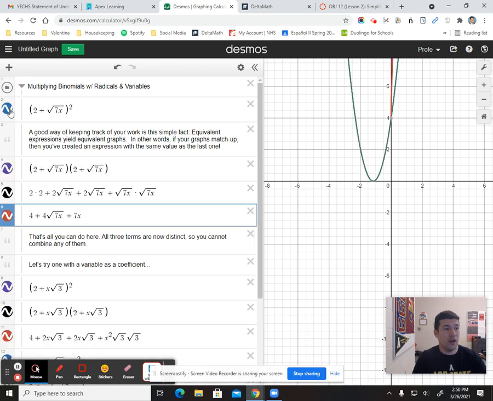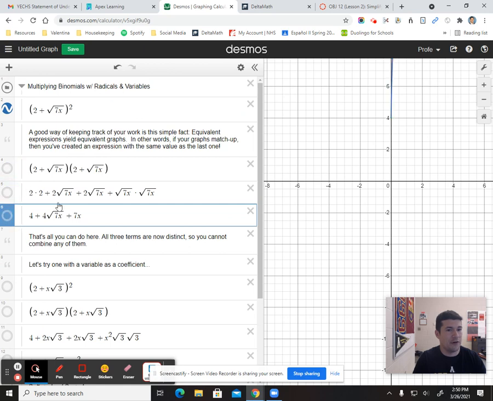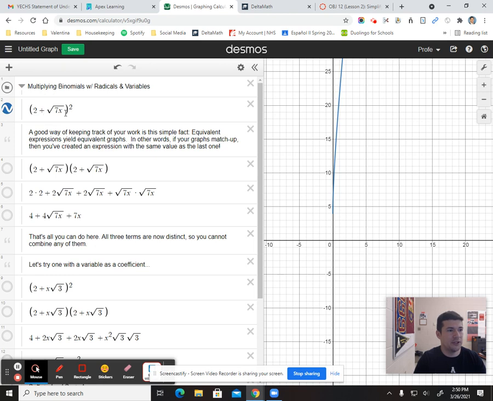Here's a useful bit of advice. If you'd like, you can turn on your graph right here and take a look at the graph. Okay, so here's the graph of 2 plus root 7x, squared. And as you continue writing expressions in Desmos, if they have the same value, then they'll yield the same graph. So that's pretty cool. All right. There's another example right there for you.